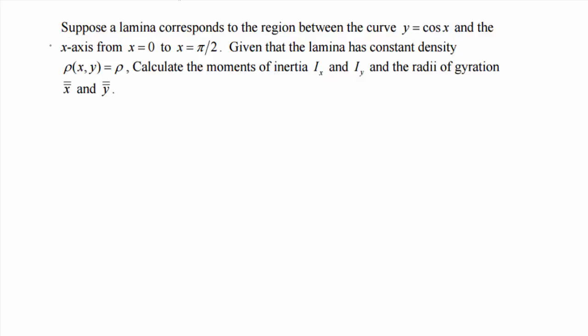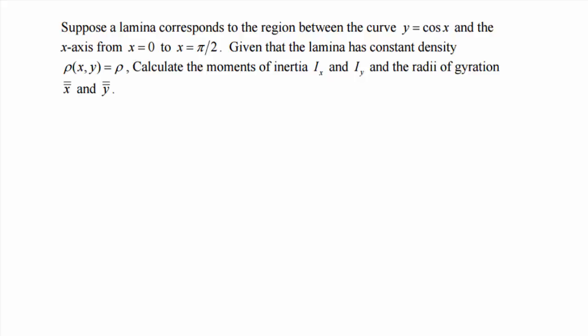In this problem, suppose a lamina corresponds to the region between the curve y equals cosine x and the x-axis from x equals 0 to x equals pi halves, given that the lamina has constant density rho of xy equals just rho. Calculate the moments of inertia I sub x, I sub y, and the radii of gyration x double bar and y double bar.